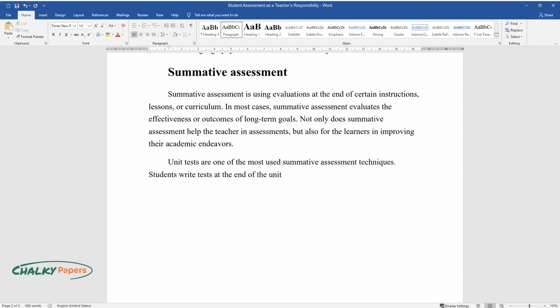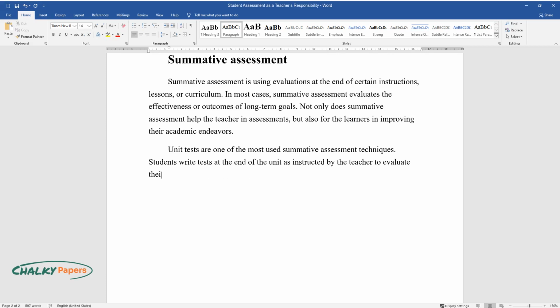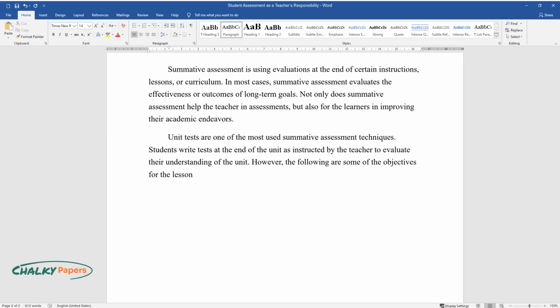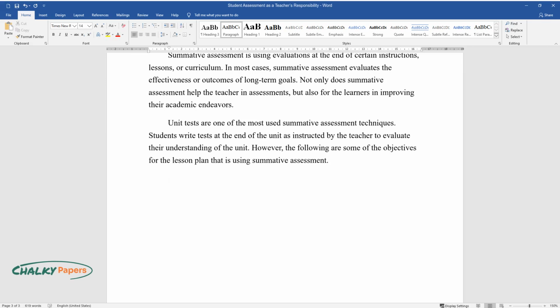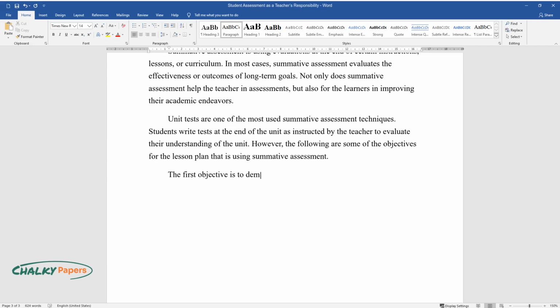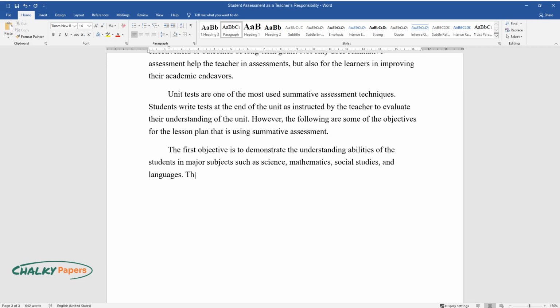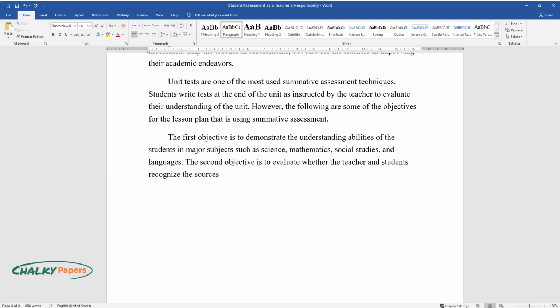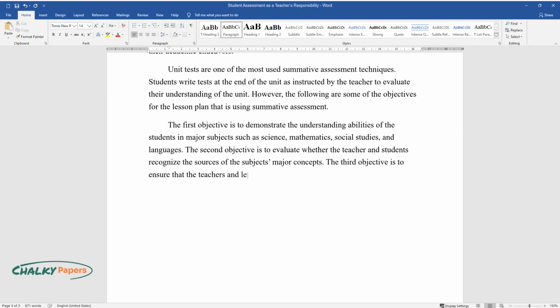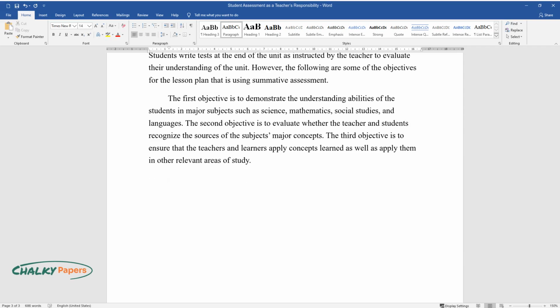Students write tests at the end of the unit as instructed by the teacher to evaluate their understanding of the unit. However, the following are some of the objectives for the lesson plan that is using summative assessment. The first objective is to demonstrate the understanding abilities of the students in major subjects such as science, mathematics, social studies, and languages. The second objective is to evaluate whether the teacher and students recognize the sources of the subject's major concepts. The third objective is to ensure that the teachers and learners apply concepts learned as well as apply them in other relevant areas of study.